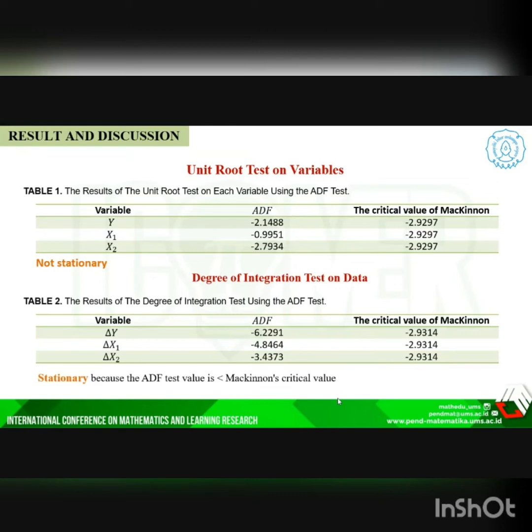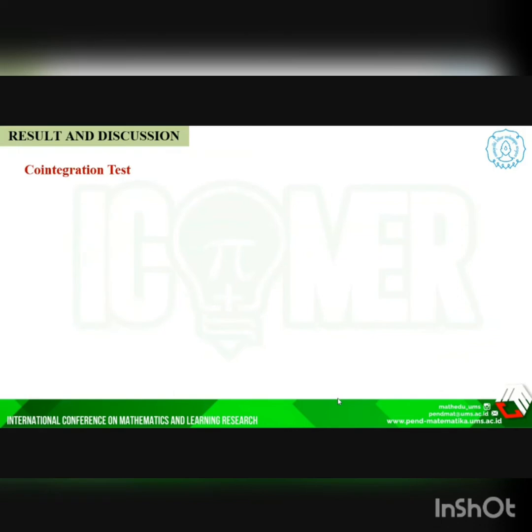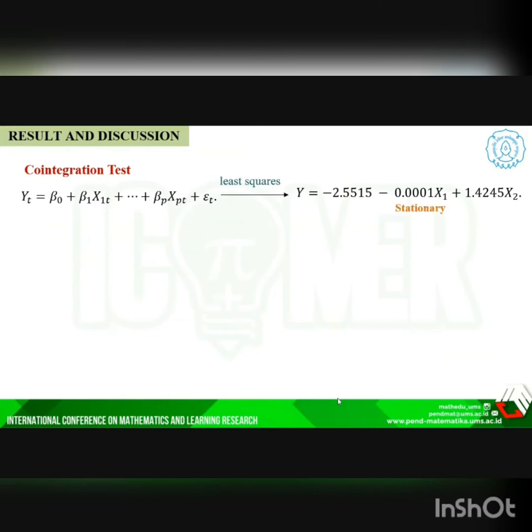The next step is co-integration test. To test the presence or absence of co-integration between the independent variable and dependent variable, it is done by estimating the parameters using the least square method, which is written as shown on the slide. We estimate the parameter of this model using least square, and we got this equation. Stationarity test of this model using ADF unit root test, and the result is this model is stationary. Thus, the independent variable and dependent variable are co-integrated.